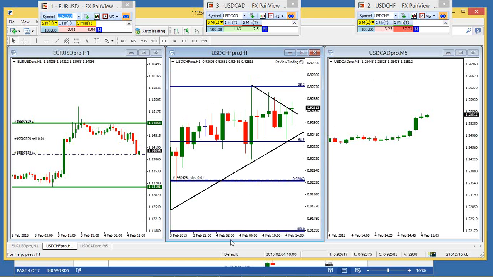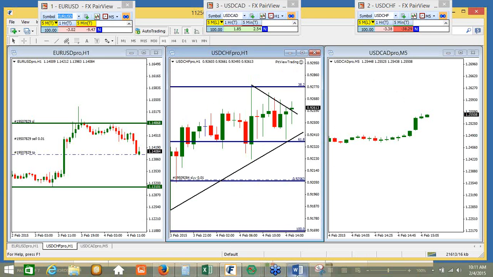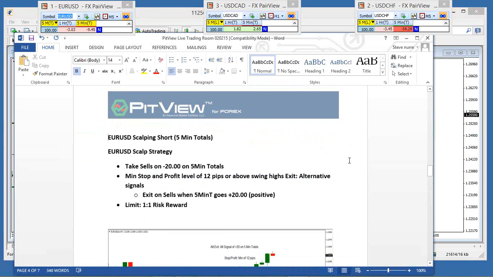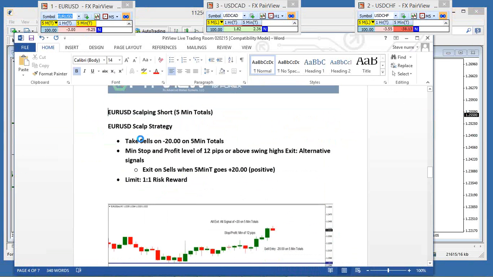So as far as trades go, I will add the article I wrote this morning. Actually, I'll keep this euro dollar on here. Actually, buys or sells on -20 or +20 on 5-minute totals. Euro dollar, you could, again, a lot of the spreads have tamed down in the last couple weeks.